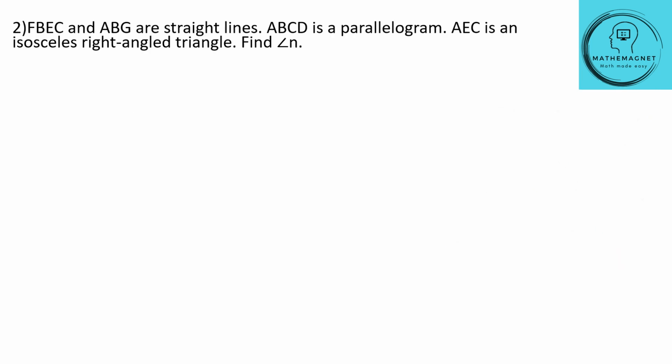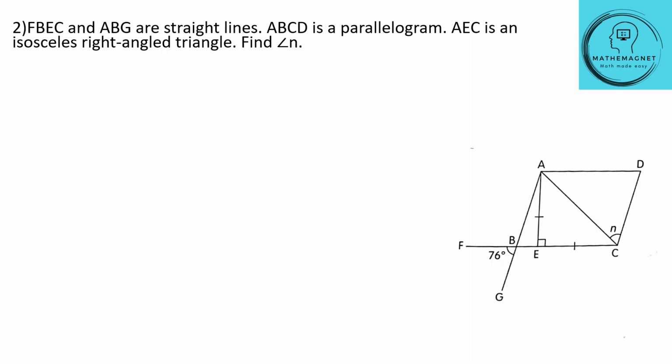Question number 2. FBEC and ABG are straight lines. ABCD is a parallelogram. AEC is an isosceles right angle triangle. Find angle N. Now this is the figure that they are given. Here we know FBEC and ABG are straight lines, so we are saying this is a straight line and this is a straight line. And ABCD is a parallelogram and AEC is an isosceles right angle triangle. Now they have asked us to find this unknown angle N. Let's see how to go about it.